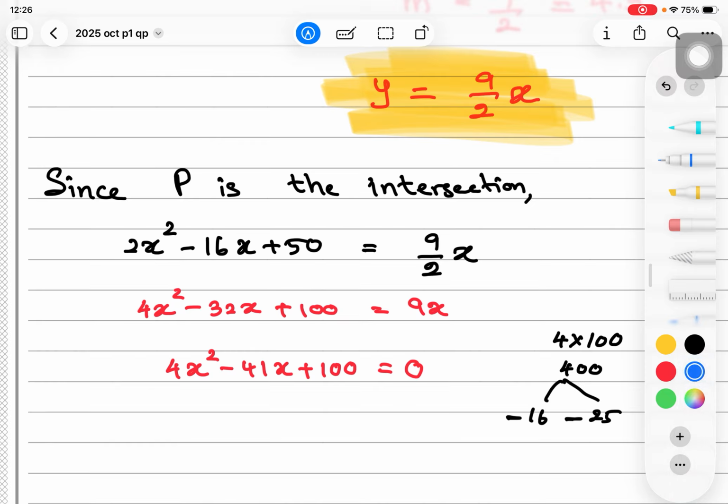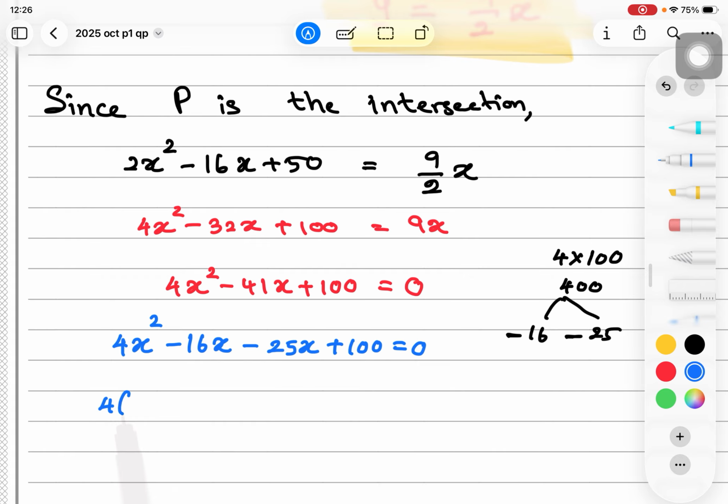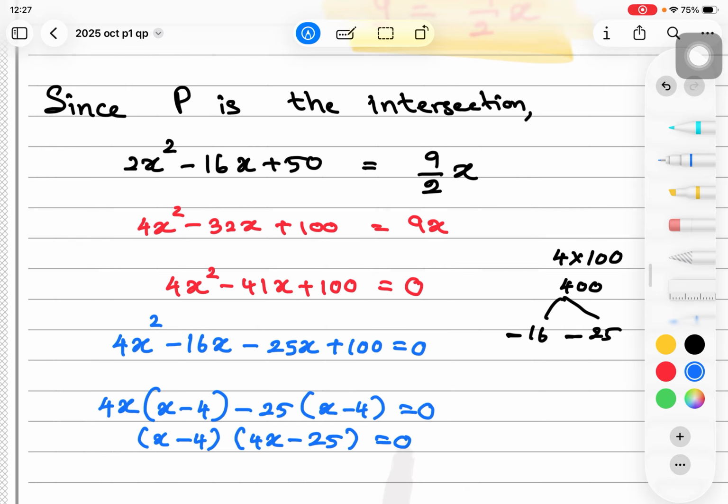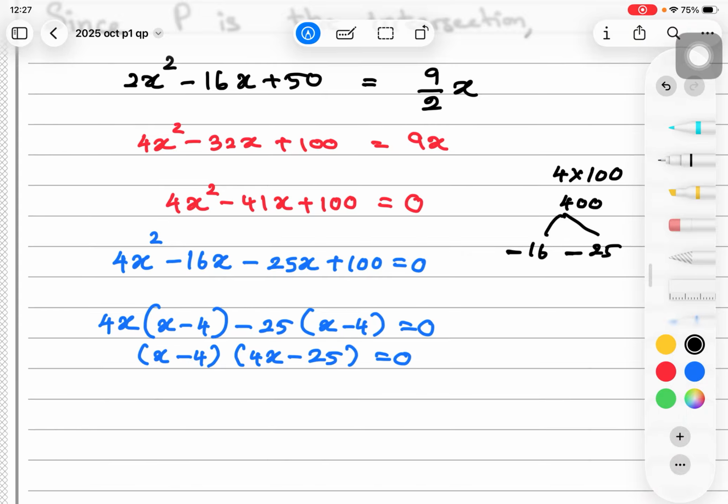Now since they ask us to show the steps, it's important to show it: 4x squared, negative 16x, negative 25x, plus 100 equals 0. So you will get 4x, x minus 4, negative 25, x minus 4 equals 0, because negative 16 and negative 25 will give positive 100. So our answer is x minus 4 and 4x minus 25 equals 0, which will give us two answers. x will be either 4 or x will be 25 divided by 4.